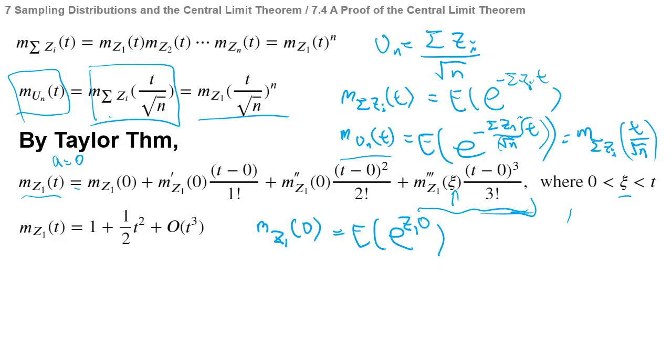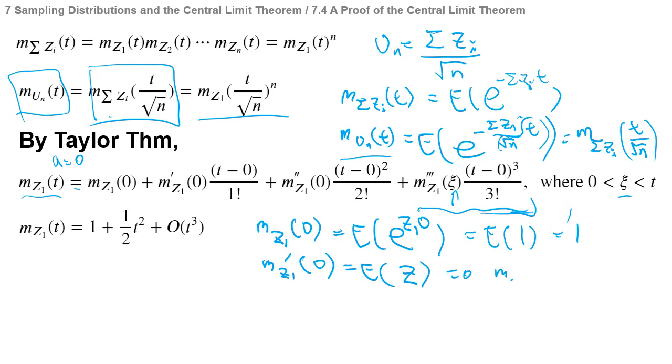which is the expected value of e to Z1 t, at 0 is the expected value of 1, which is 1. And what about the first derivative of this? This is the expected value of Z, and this is 0.